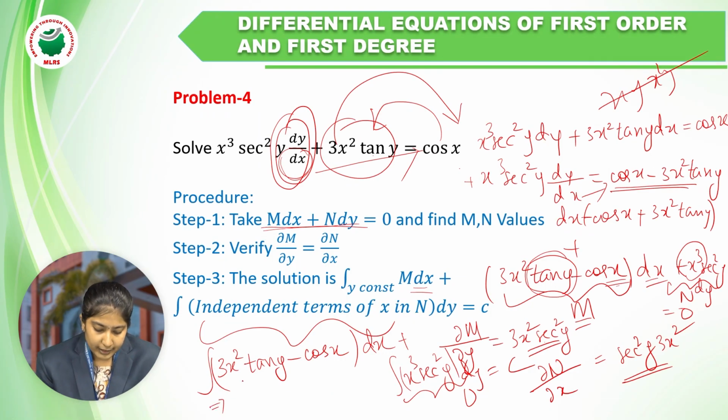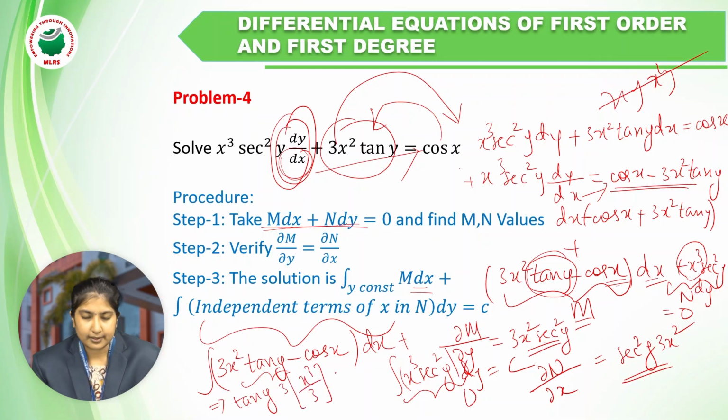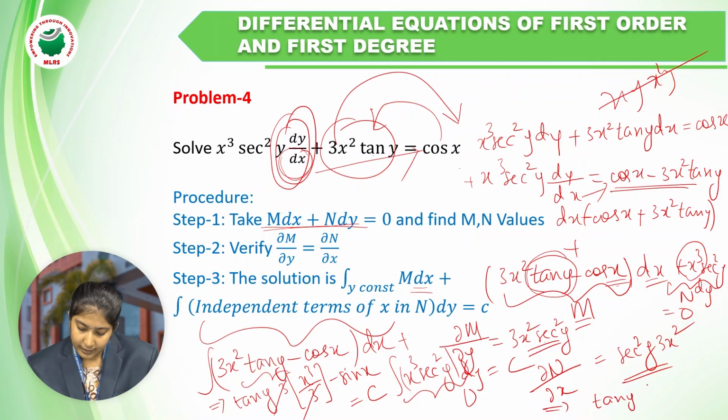So what we have to do here? Here y is constant, so throw y outside. Tan y is being thrown out. Then integration of 3x square is what? 3 into x cube by 3. Next, cos x integration is sin x, minus sin x is equal to c. So this 3 is being cancelled. So what you are getting as the solution? Finally, tan y into x cube minus sin x is equal to c will be your solution, right?